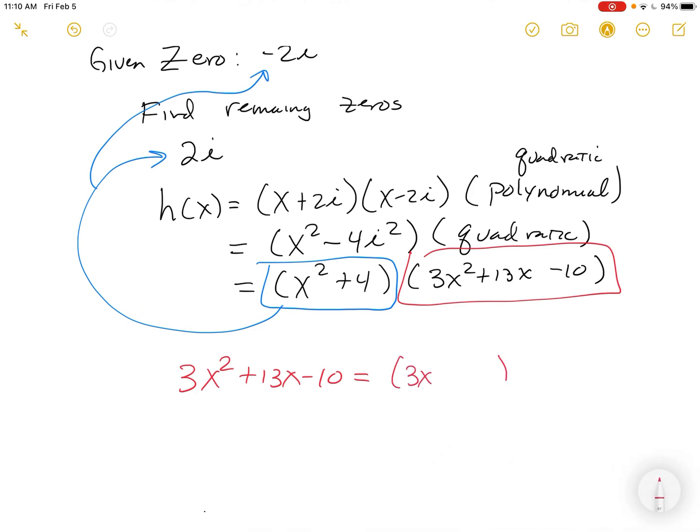This is a 3x and an x. I need to get a 15 out and a 2 out. My 15 needs to be positive, my 2 needs to be negative. And we're finished, right? Using algebra 1, using beginning algebra. This would be a beginning algebra problem because it completely factors. So the other 2 roots are 2/3 and negative 5.